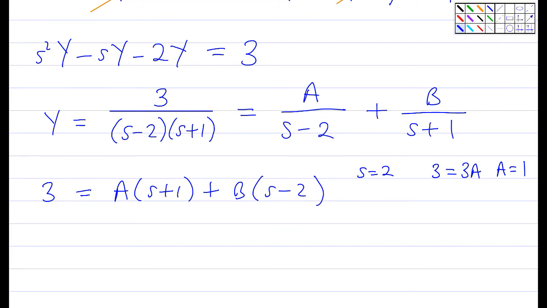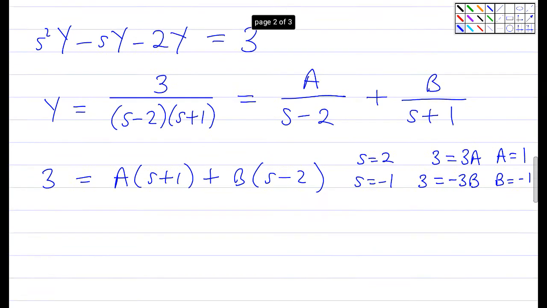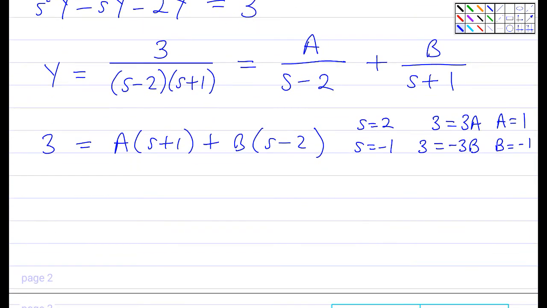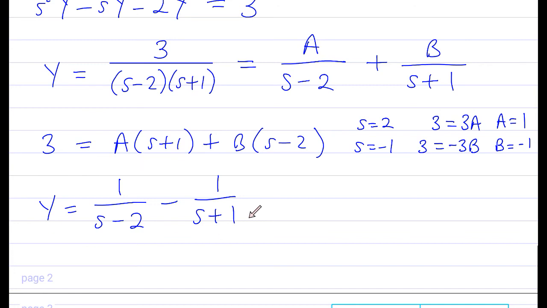What if I plug in minus 1? Well, now I get 3 equals, now this term disappears. This term gives me minus 3. So I get B is minus 1. Okay, that wasn't so bad. So we get Y equals 1 over (s minus 2) minus 1 over (s plus 1). This is the transform of our solution, little y.